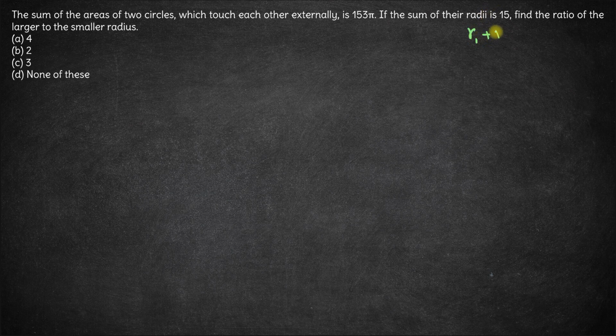So we have R1 plus R2 is 15 and the sum of the areas will be pi R1 square plus pi R2 square, which is 153 pi. So pi here gets cancelled out. We have R1 square plus R2 square is equal to 153. Also we have R1 plus R2 is 15.